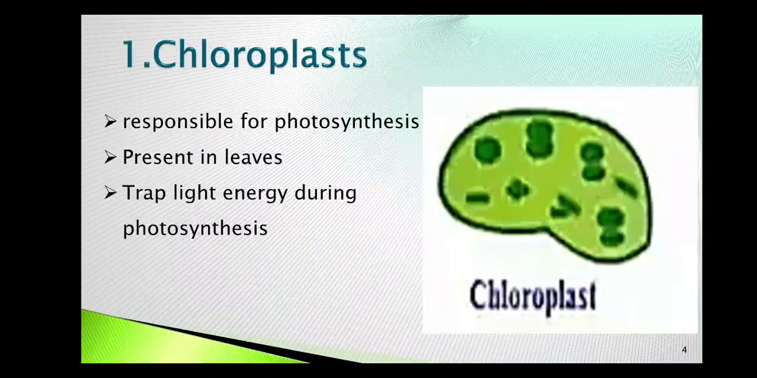Chloroplast. These chloroplasts are probably the most known plastid. They are responsible for photosynthesis. They are present in leaves and help to trap light during photosynthesis.